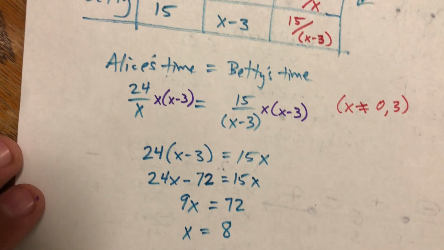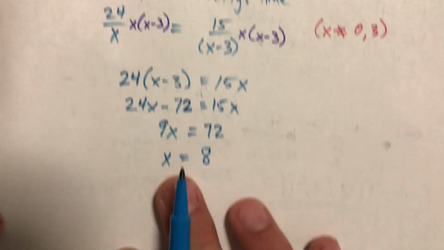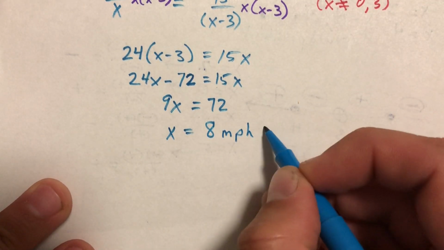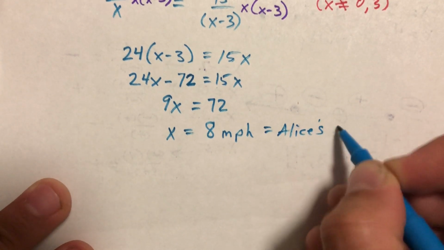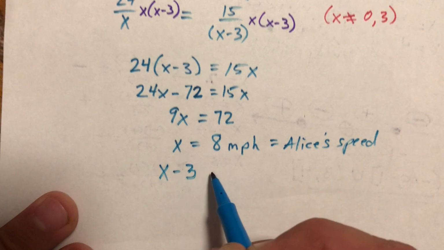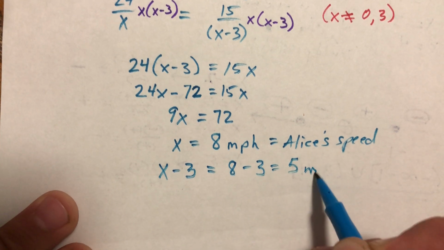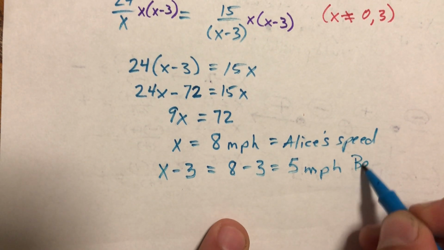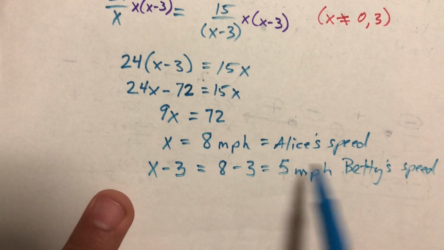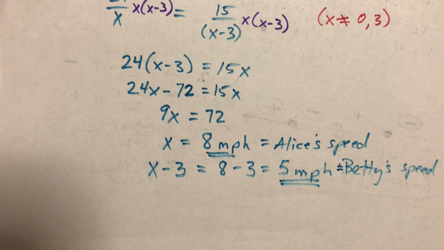Okay, and then we have to go back and see what x even was. What did we set ourselves up as? Okay, Alice's speed was x. So this is Alice's speed, and we can probably tack a unit on there, miles per hour. And then we wanted x minus 3, so that would be 8 minus 3, which is 5 miles per hour, and that is Betty's speed. So we've got Alice's speed as 8 miles per hour, Betty's speed is 5 miles per hour.